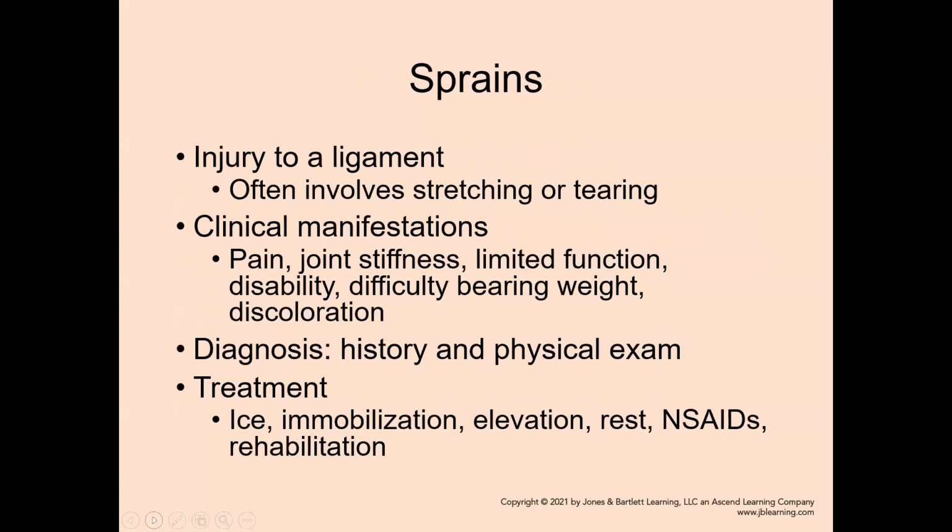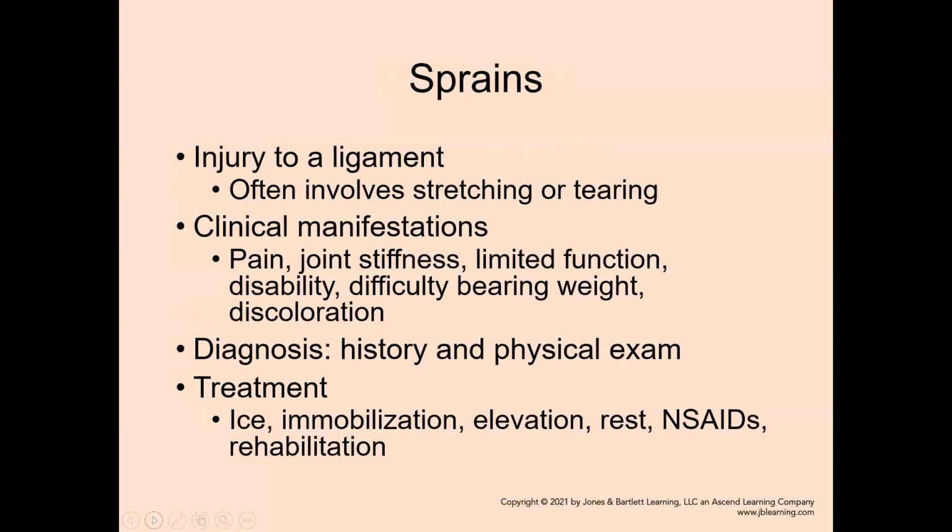Sprains are an injury to a ligament, and these happen when the ligament is forced to move in an unnatural position. It often involves stretching or tearing. The clinical manifestations of this include pain, joint stiffness, limited function, disability, difficulty with bearing weight, and discoloration.